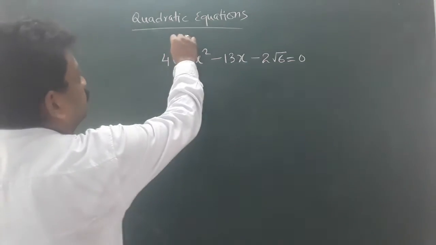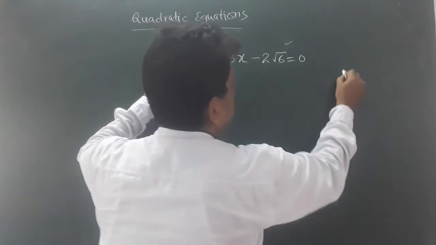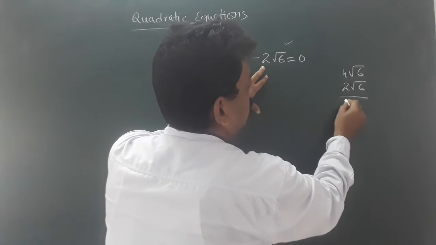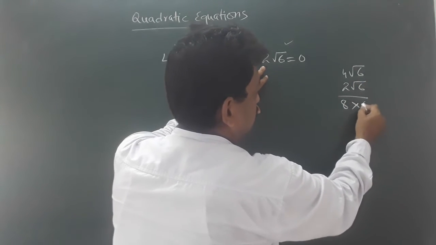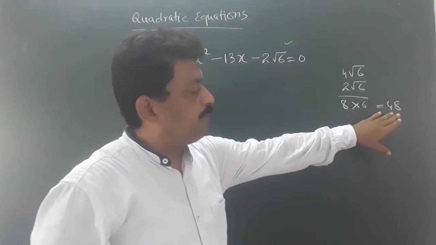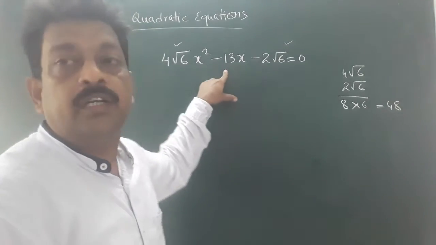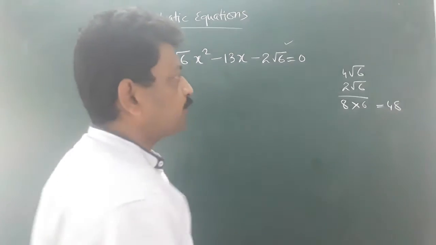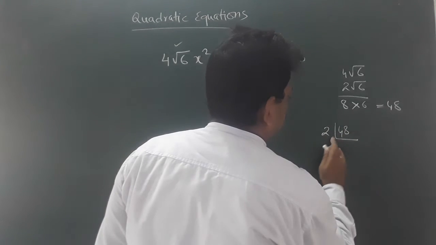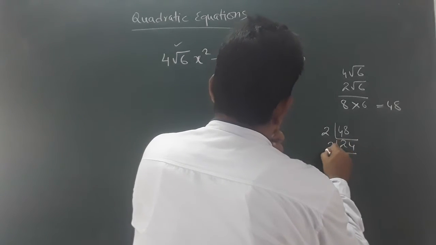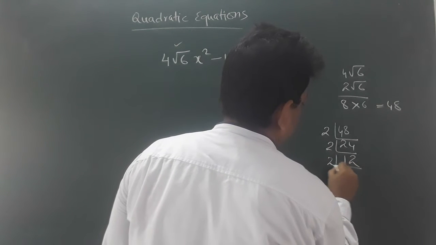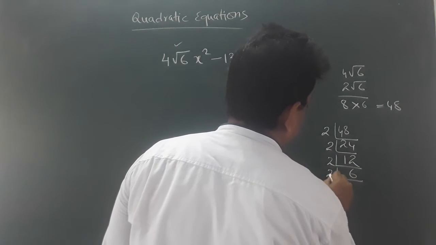So first of all, I have to multiply the extremes. 4 root 6 multiplied with 2 root 6. So 4 times 2 is 8, root 6 times root 6 is 6, so that gives 48. Means we have to factorize this 48 and make 13 from the two factors. Okay. So 48 by 2 it will give 24, by 2 it will give 12, by 2 it will give 6, by 2 it will give 3.